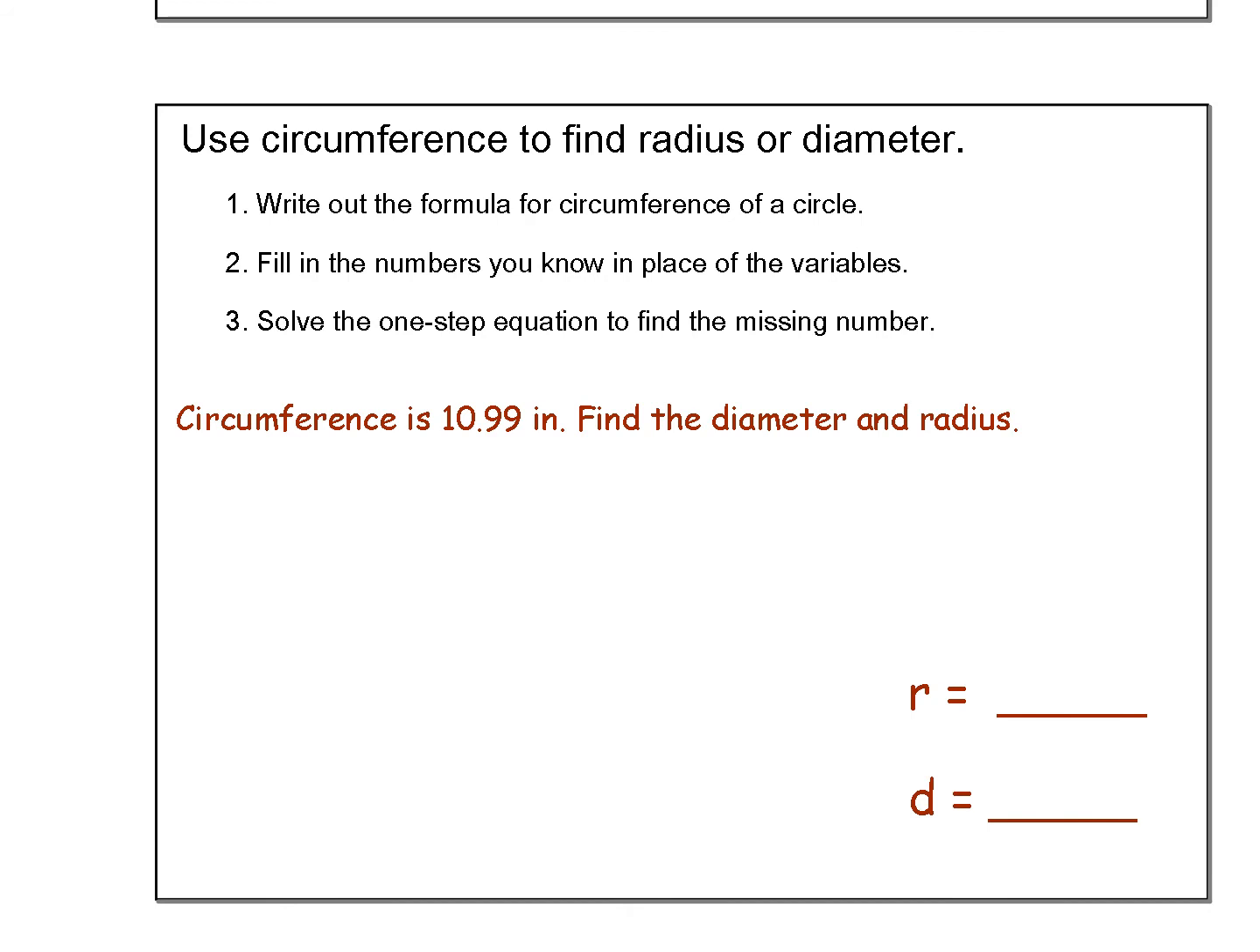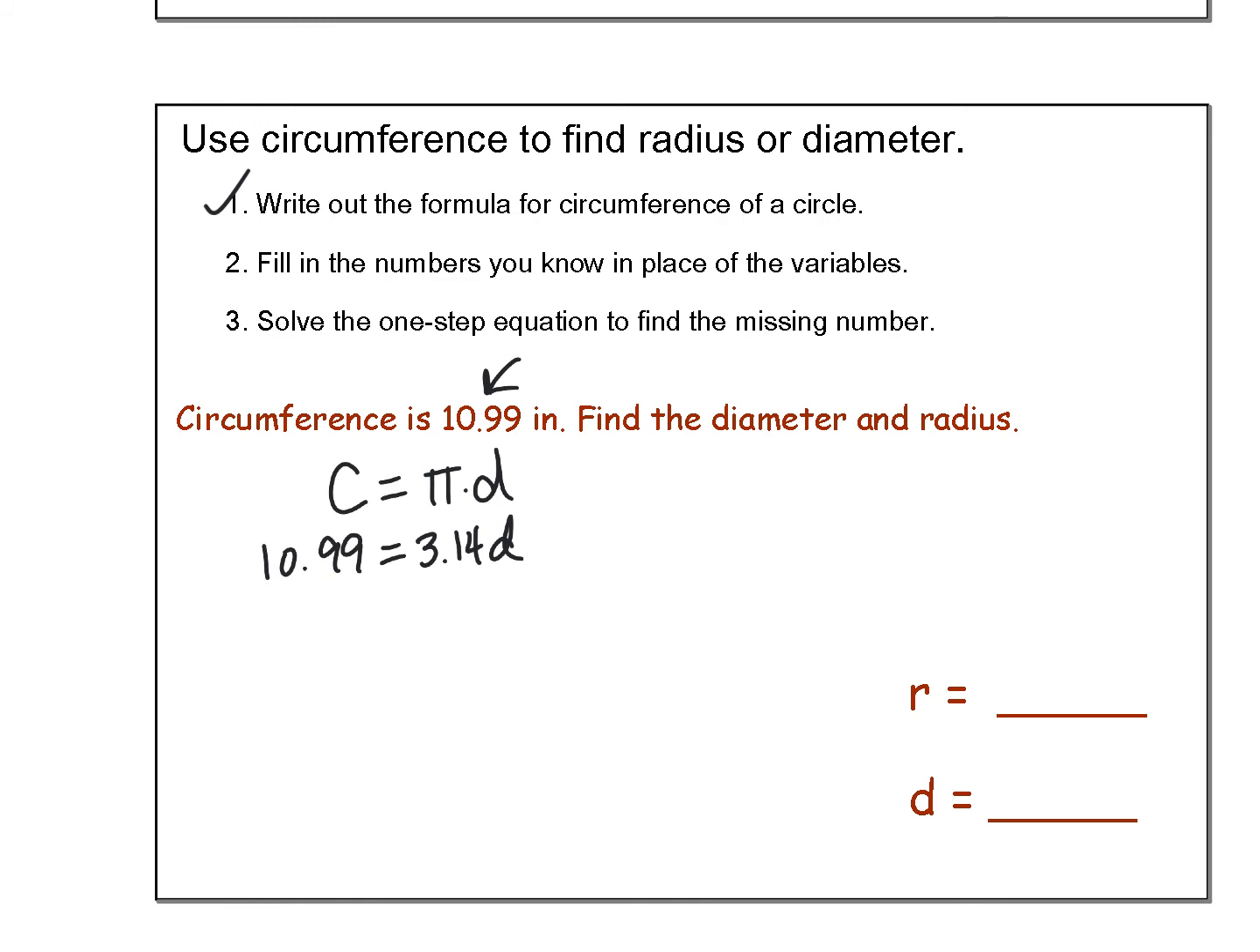All right, so step number 1, write out the formula for circumference of a circle. Okay, C equals pi times diameter. Done. Fill in the numbers that you know in place of the variables. All right, well, my circumference is 10.99. So 10.99 goes in for C for circumference. Pi is 3.14, and diameter is what we don't know. So we can just put down the D. All right, so 3.14 is multiplying times D times the diameter, and our job is to isolate D.